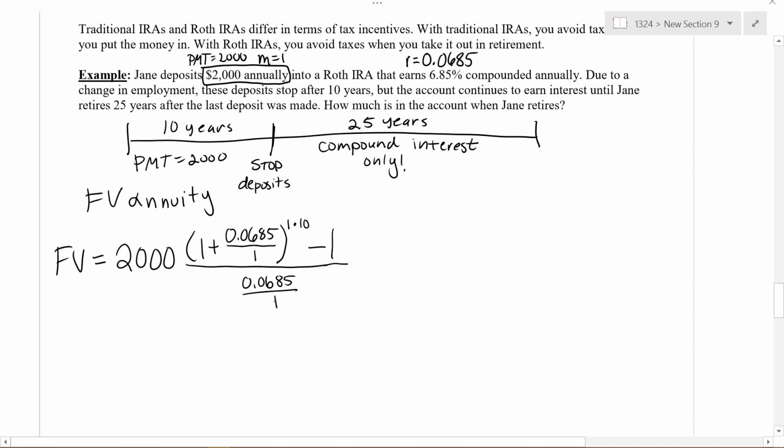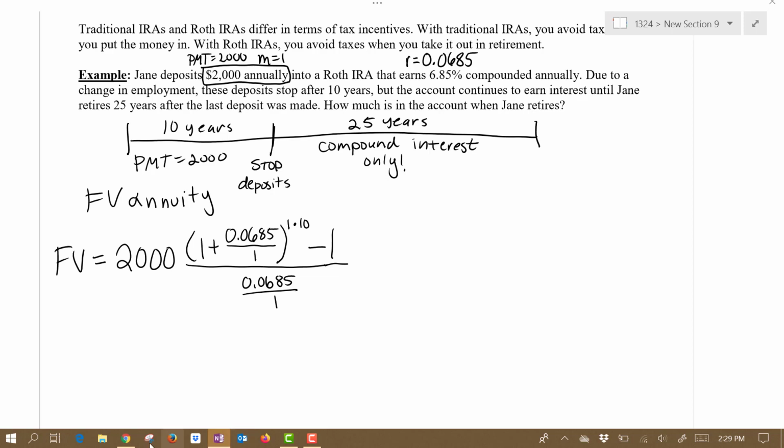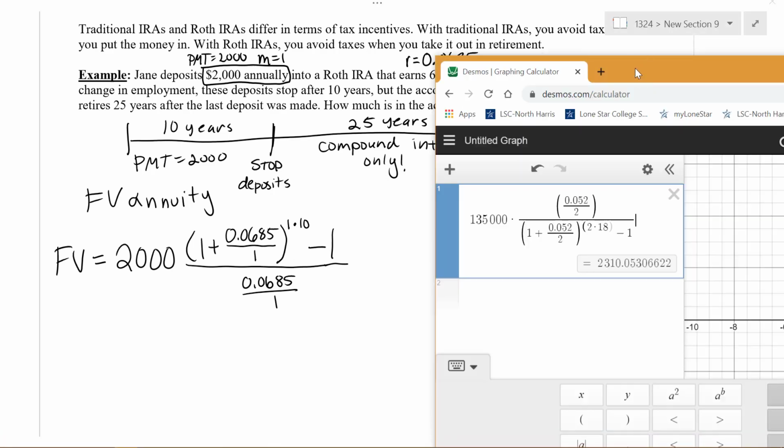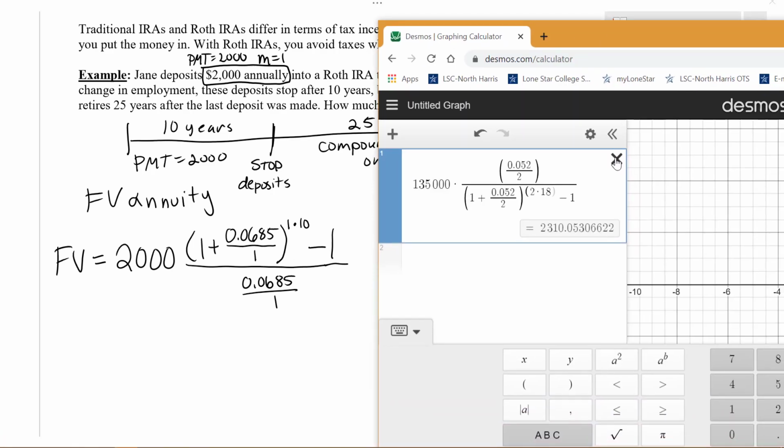over M. Now, some of these we can simplify before we type in, and you're always welcome to do that, or you can type this in exactly as we wrote it into Desmos and let Desmos do the simplification for you. Okay. It's up to you how you want to do that. All right. Let's close that out.